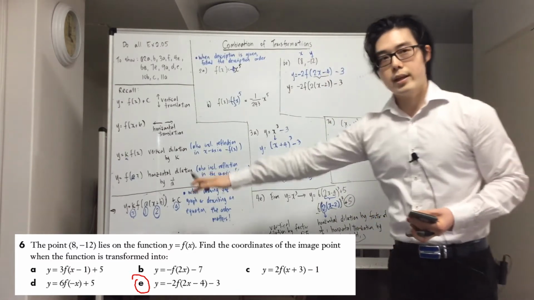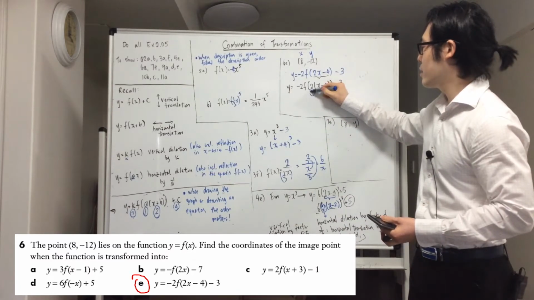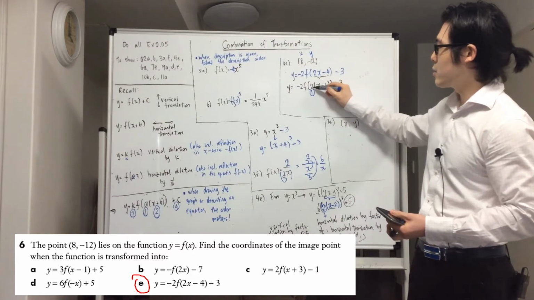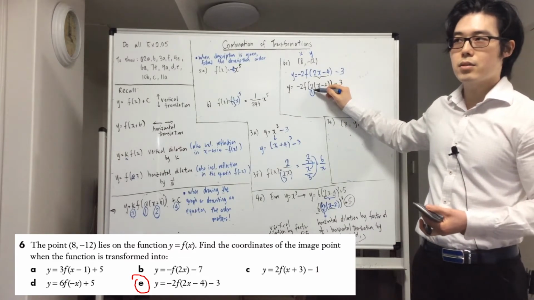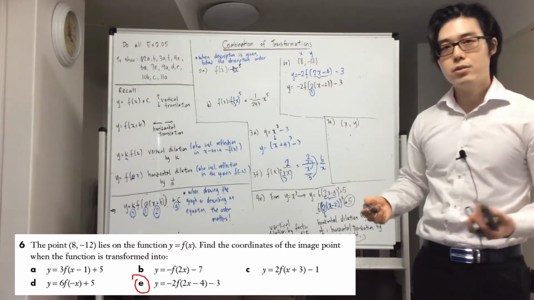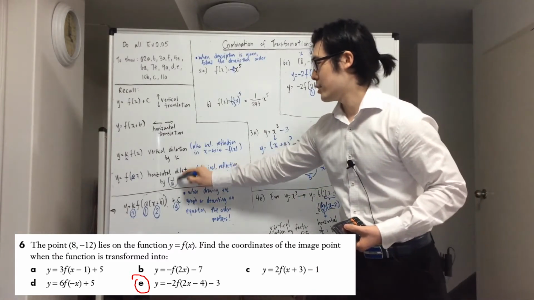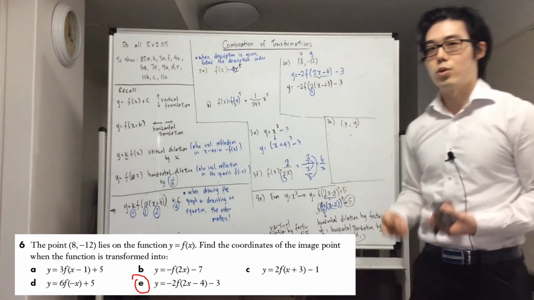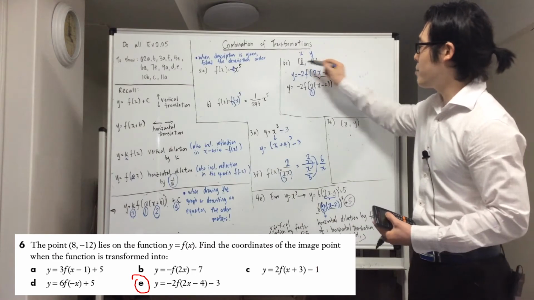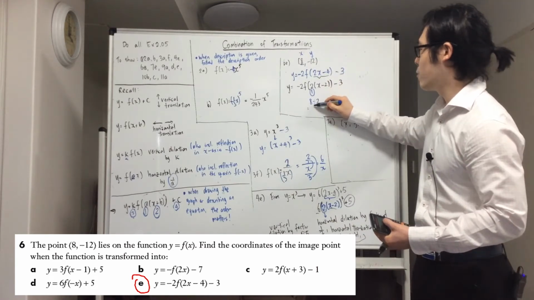Let's go in the order again. So your first step, that's your horizontal dilation. So if it's a 2, that means on the actual graph you're dividing by 2, because remember the dilation is by a factor of 1/2, or just halving it. So that means from 8 it becomes 4.